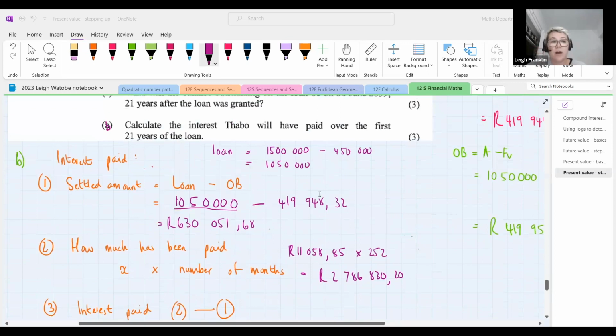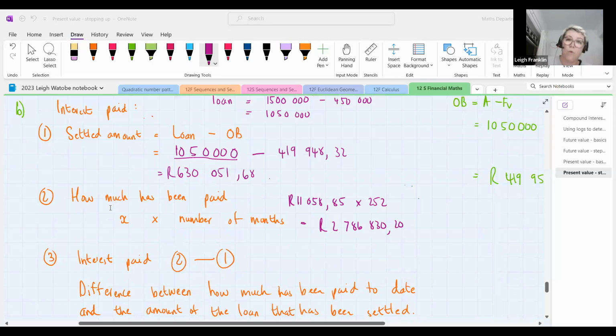When you want to calculate however many years of interest or whatever it is, you first have to calculate how much of the loan has been paid off. That is your settled amount. So it's your loan minus your outstanding balance. Then you're going to work out how much has been paid by multiplying the monthly installment by the number of months you've been paying for. And then you're going to take number 2 minus number 1, and that's how much interest there is.